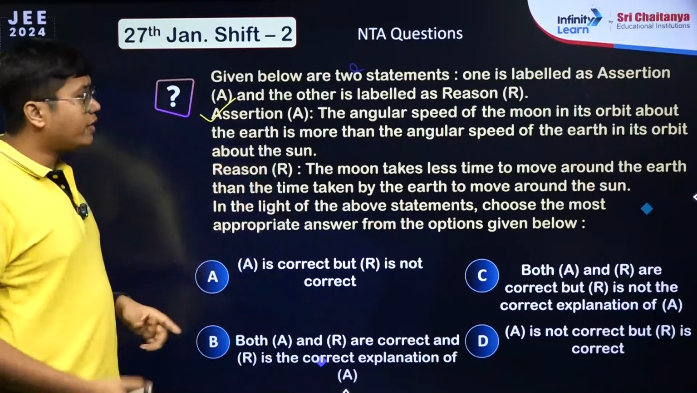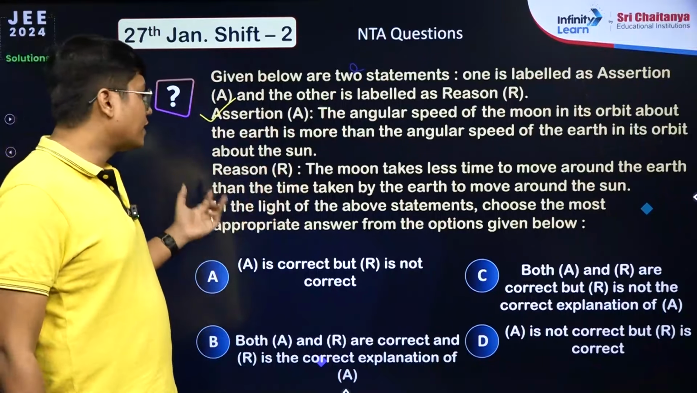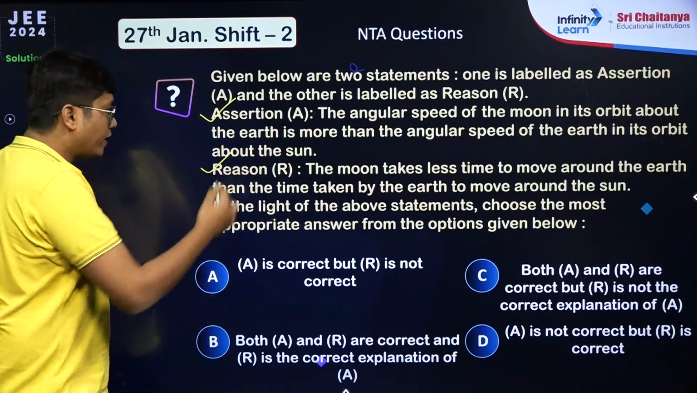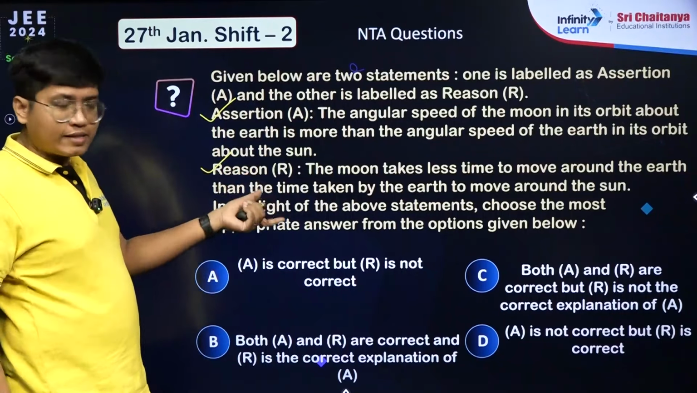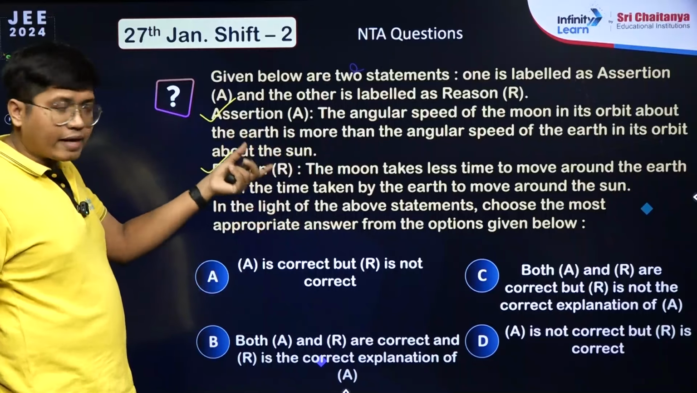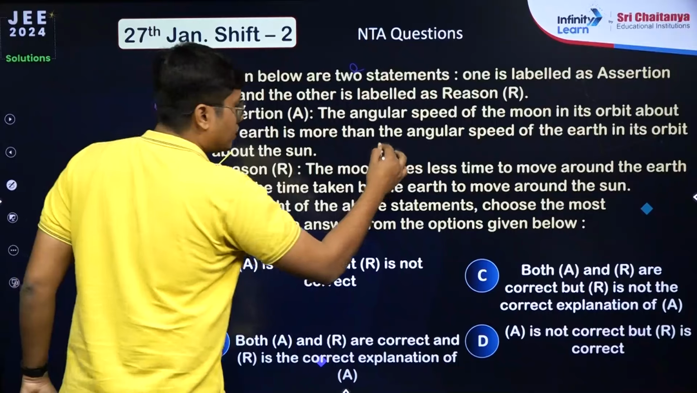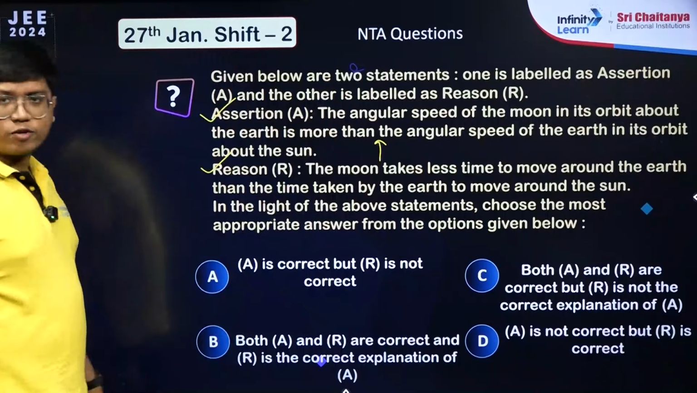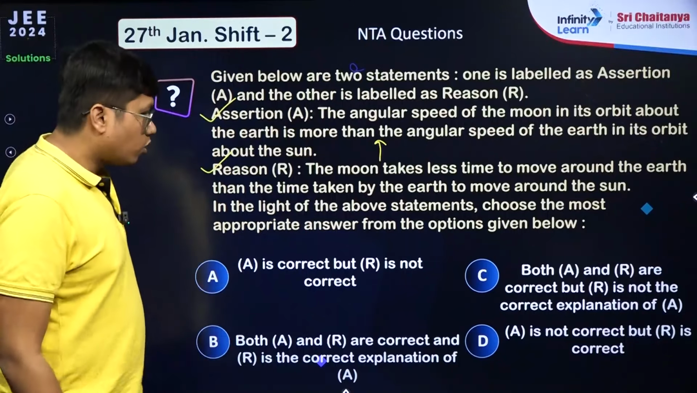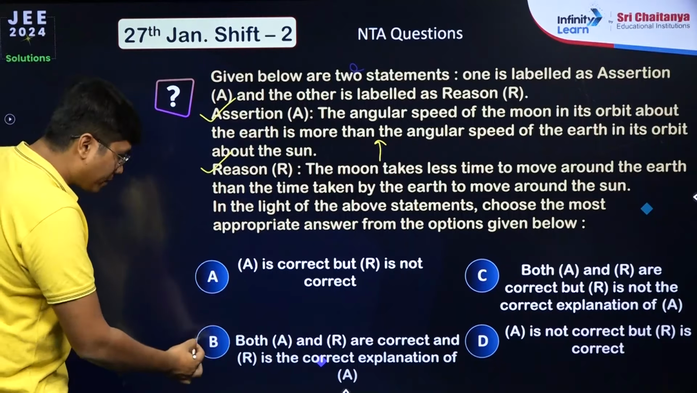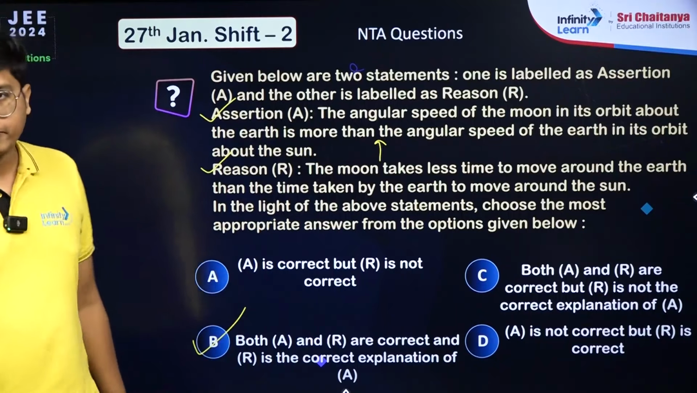Next one says the moon takes less time to move around the earth than the time taken by the earth to move around the sun. So obviously this is also correct. And this actually tells you, like I said, since the time period is different, time period is less for the moon, so the angular velocity is high. So this reasoning is actually correct for the assertion statement. So both A and R are correct and R is the correct explanation of A. So it should be option B here.